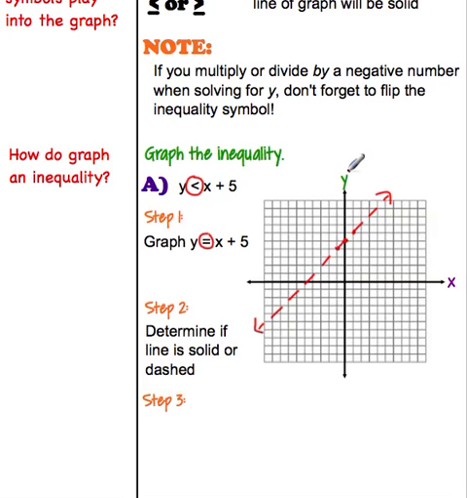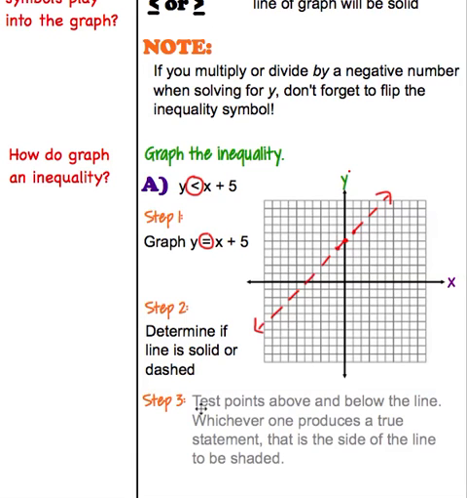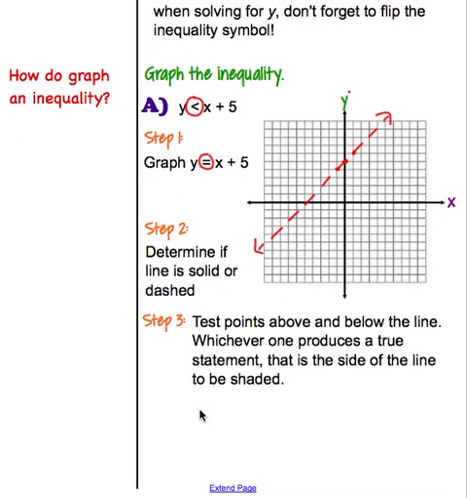Now, step 3 is going to be, you're going to test points above and below the line. Whichever one produces a true statement, that is the side of the line to be shaded. So what we're going to test, I'm going to test 0, 0 and 0, 10 because they're easy ones to work with. And they're going to make our lives a whole lot easier.